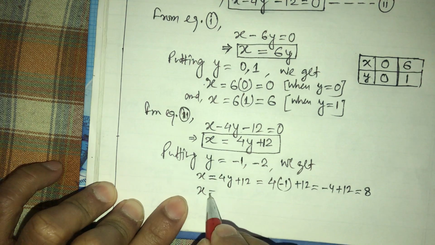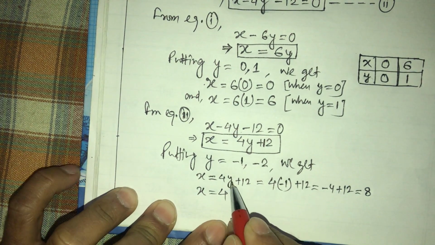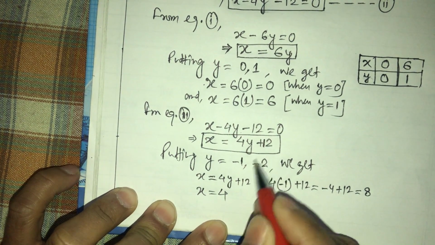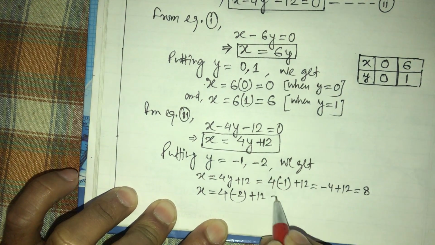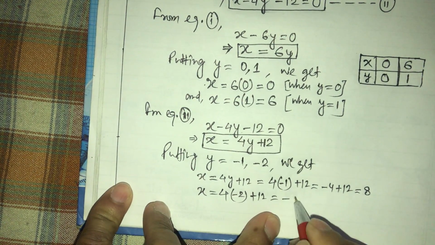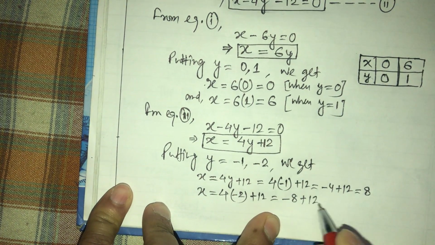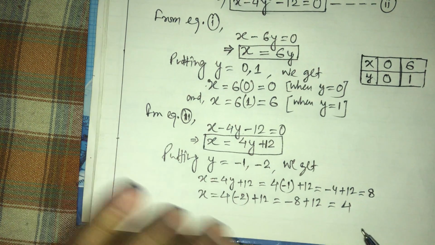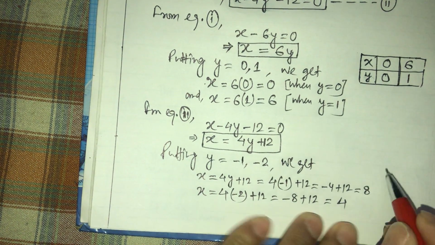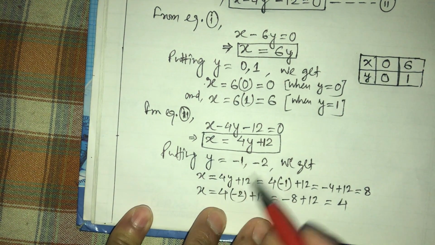Next, y is -2. I assume -2, so write -2 here, 4 times -2 is -8, plus 12. 12 minus 8 will give you 4. Again, a small value we got. So we got both the values for x and y.